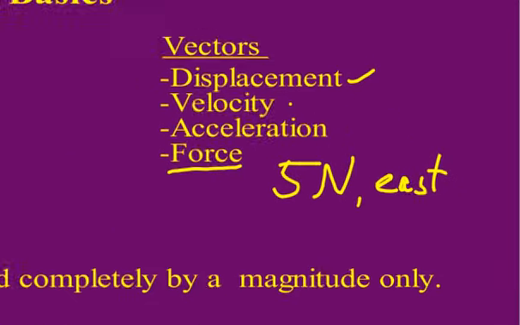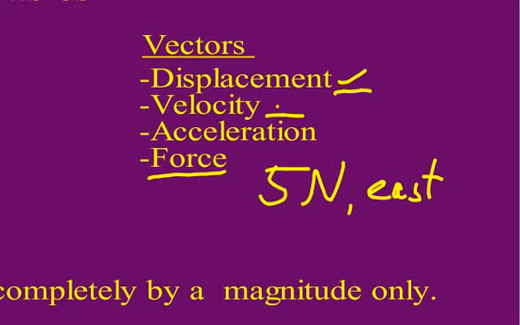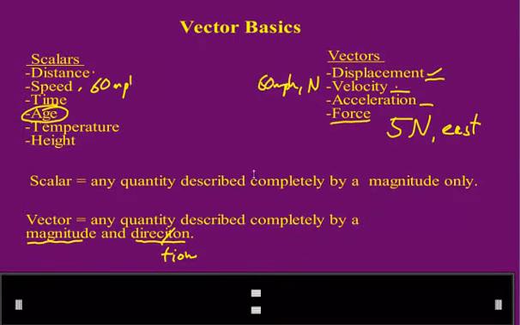All of these quantities over here, displacement, velocity, acceleration, they all need a direction to describe them completely. Remember, velocity would be like 60 miles per hour north, whereas the speed would just be 60 miles per hour. So vectors are these quantities that need direction, whereas scalars are other quantities that all they need is a number.